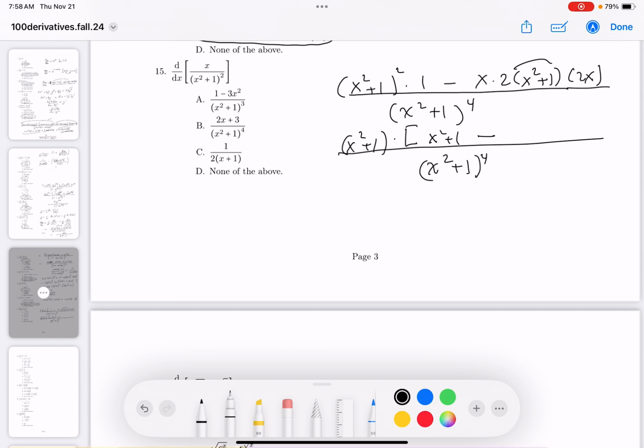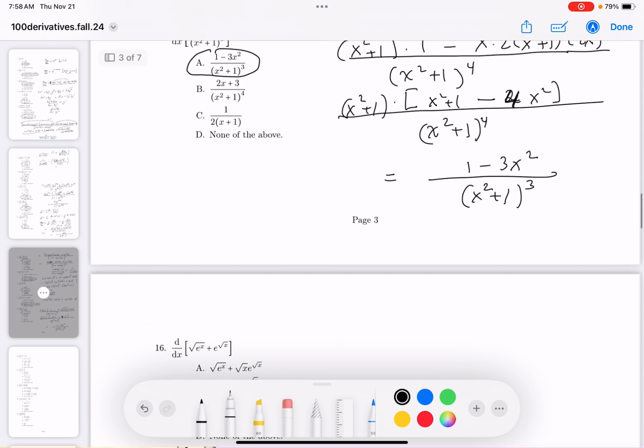You're going to be left off with, let's see, 2, and then, oh no, 4, sorry about that. That's a 4. And then you're left off with an x squared. All right, what do you get over here? Let's see, one of the x squared plus 1's cancels out, so you get x squared plus 1 to the 3rd power, and on top you get 1 minus 3x squared. All right, now do I see that answer? I do, it's letter A. I'm going to make sure of that before I go to the next page over here.